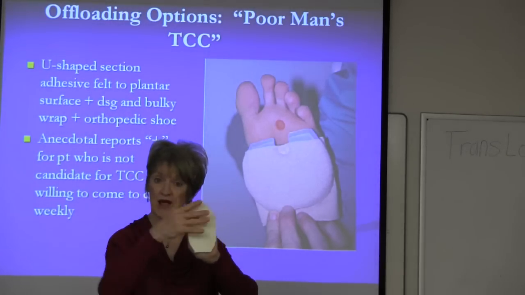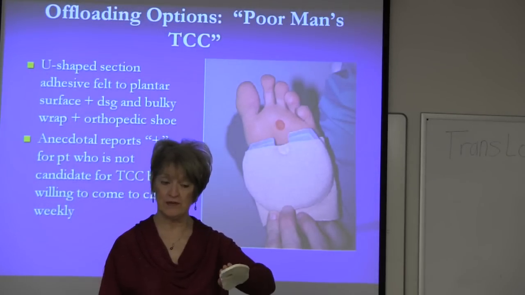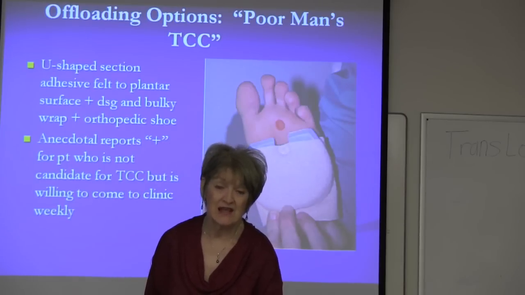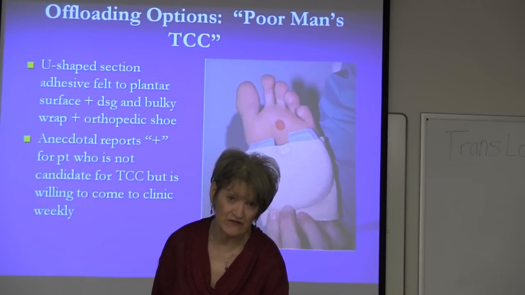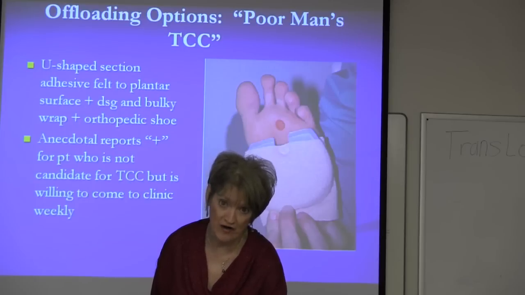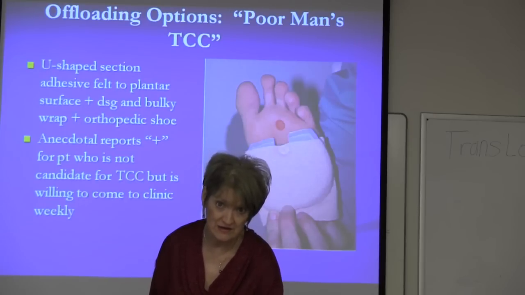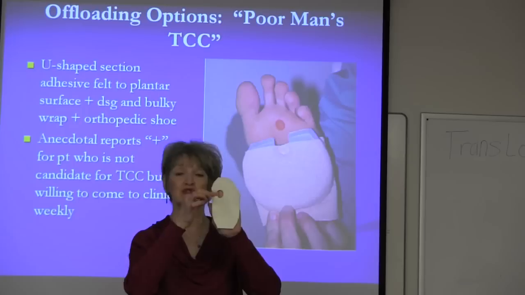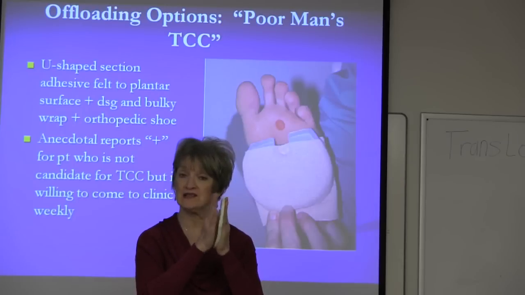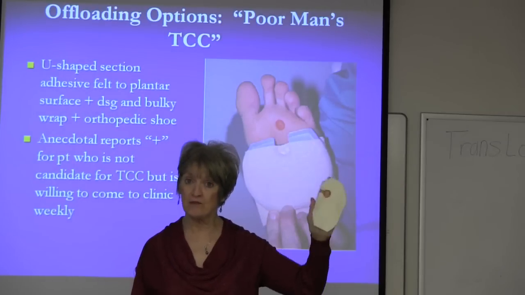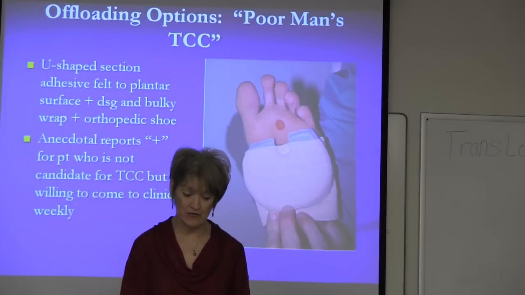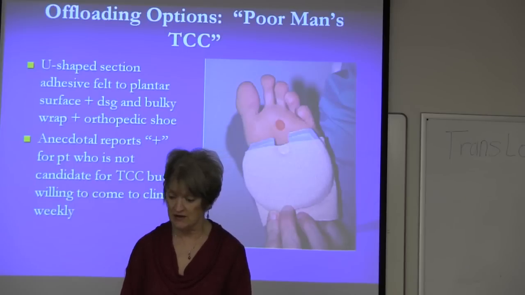You do a bulky wrap around it, and you put them in an orthopedic shoe. And the amazing thing is when they stand on it, their ulcer is lifted. Their foot is lifted up off of the underlying surface. So there's no pressure on the ulcer. Because it's U-shaped, you maintain perfusion to the area. It does not act like a donut. So poor man's total contact cast. You can do this, and you should do this if the patient's not a candidate for another type of offloading device.